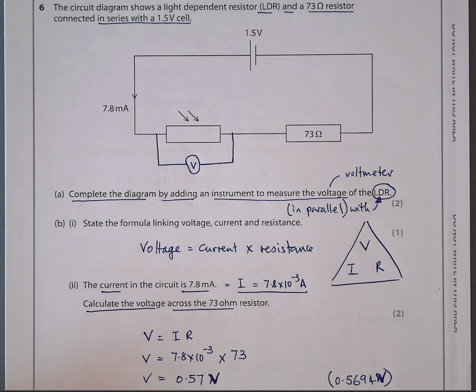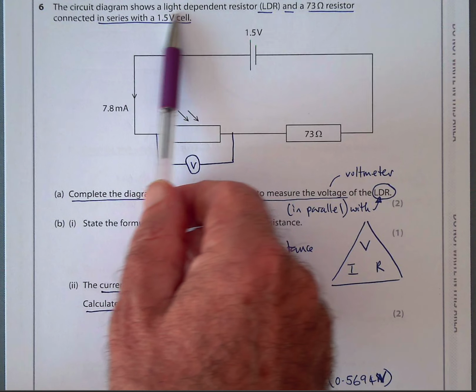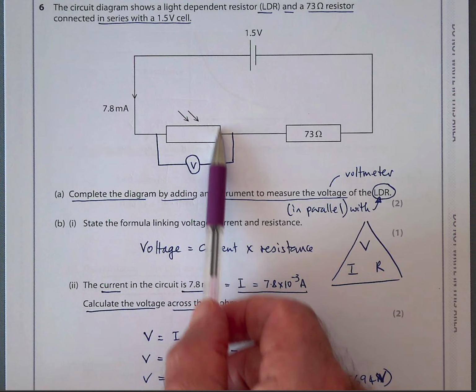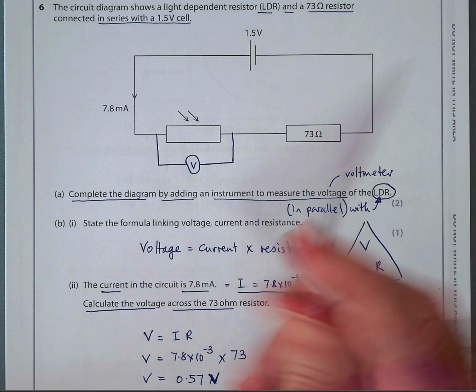The next question is on electricity. So I think the next couple of questions are on electricity. So here you have a circuit showing a light-dependent resistor, which is this symbol, and called an LDR. Let's write that in there.